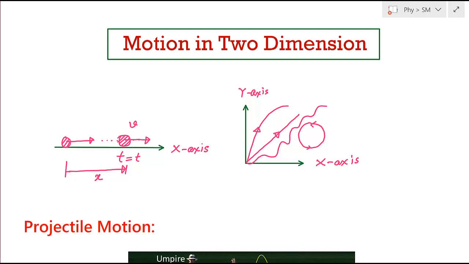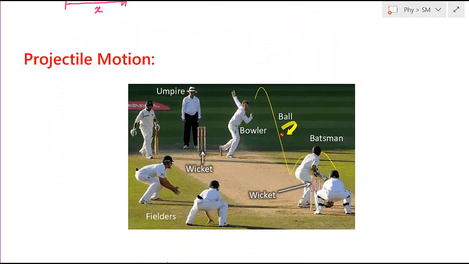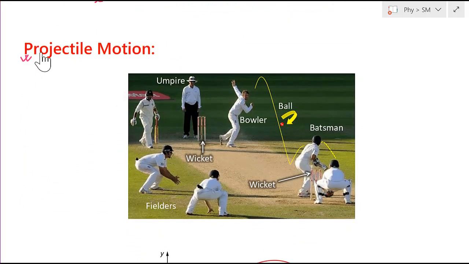Let us discuss some examples of two-dimensional motion. The first example is projectile motion. You might have seen the game called cricket. In this game we have a batsman and a bowler. The bowler throws a ball and the batsman hits this ball. The path of this ball is an example of projectile motion. The bowler throws this ball and it goes in a plane. It is not moving in a straight line. It's moving in a plane. This is a vertical plane. Similarly, when the batsman hits this ball and it goes something like this, that is again a plane. So this is a two-dimensional motion.